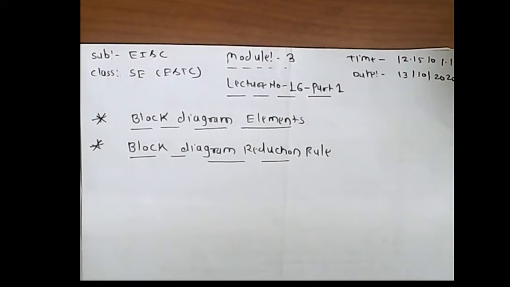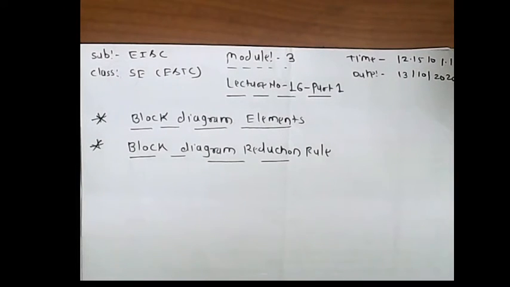Hello, everyone. After a very long time, we start the lecture on the subject of electronics, instrumentation, and control systems, Module 3. In this lecture, I am going to explain the block diagram, the basic concept of block diagram elements, and block diagram reduction rules. From the exam point of view, these examples will be asked for 10 marks.